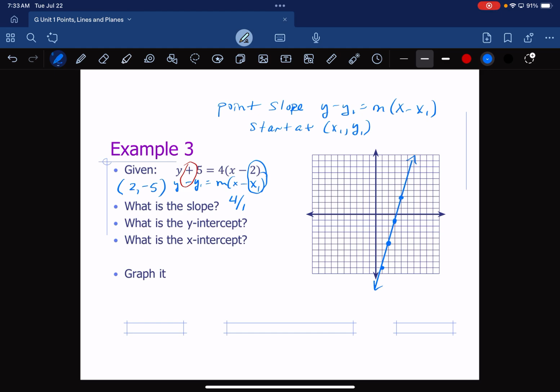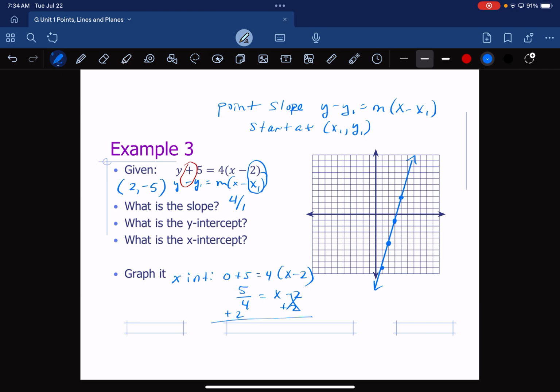And it's really difficult to tell where does that cross the x-axis, and I can't even see where it crosses the y-axis. So we're going to have to do a little algebra on this. To get the x-intercept, we're going to put 0 in for y. So for the x-intercept, 0 plus 5 equals 4 times x minus 2. So 0 plus 5 is just 5, and then to get rid of the 4, I'll divide by 4. 5 fourths equals x minus 2. Then I'll add 2, like this.